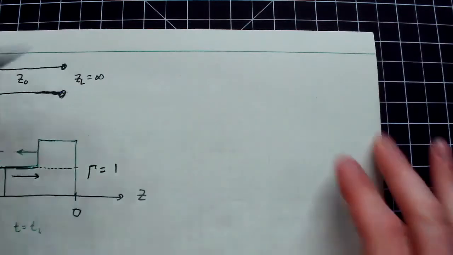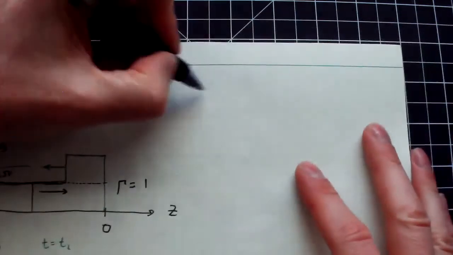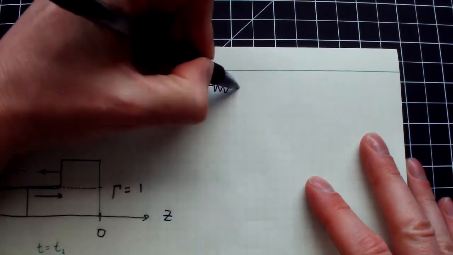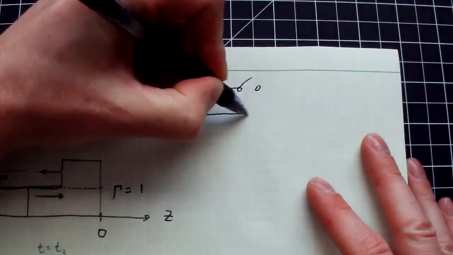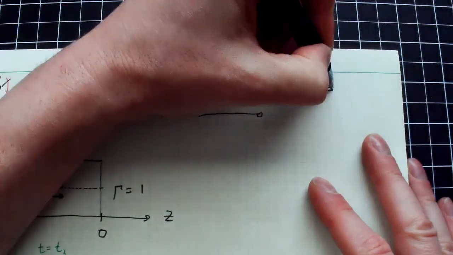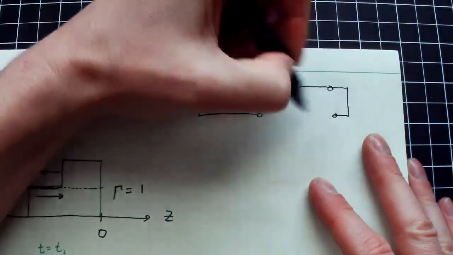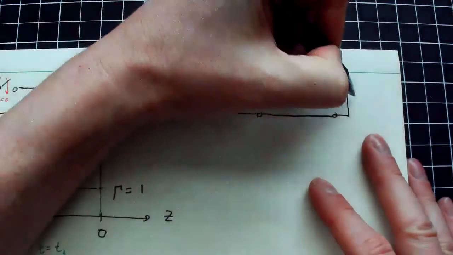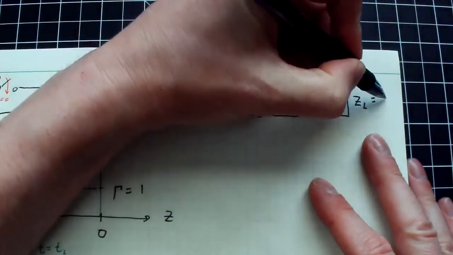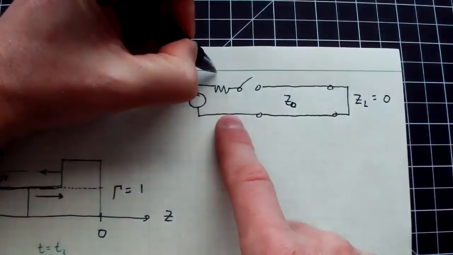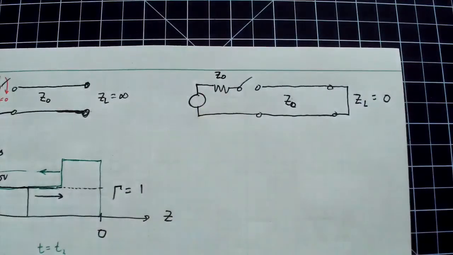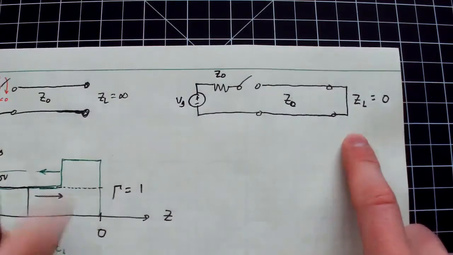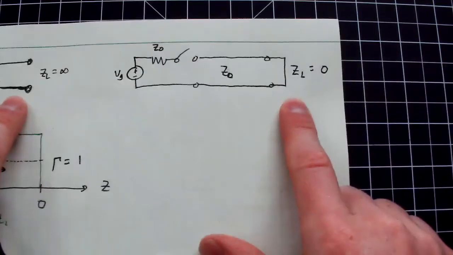So let's now do another case. In fact, we'll just draw it here. A third case: we did the matched load, we did the open circuit. Now we're going to do the obvious continuation of that, which is the short circuit. So you go down and then you just short the load. So that's Z naught, then ZL over here is equal to 0, and this is Z naught. My generator is matched to my characteristic impedance, and VG again. So the only difference now is I've gone from open circuit to a short circuit.